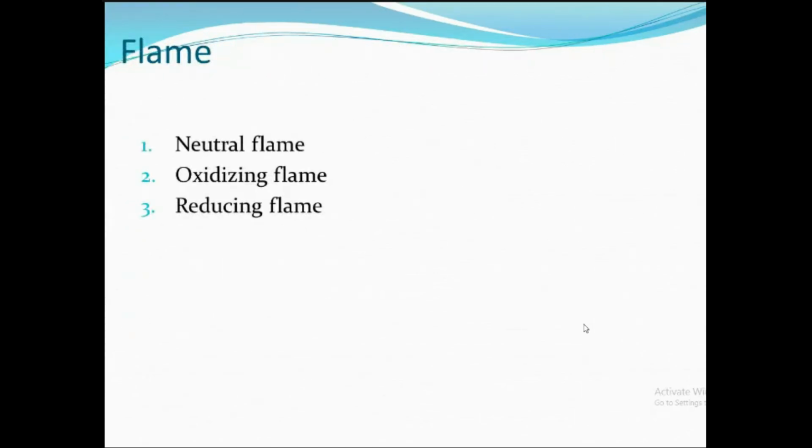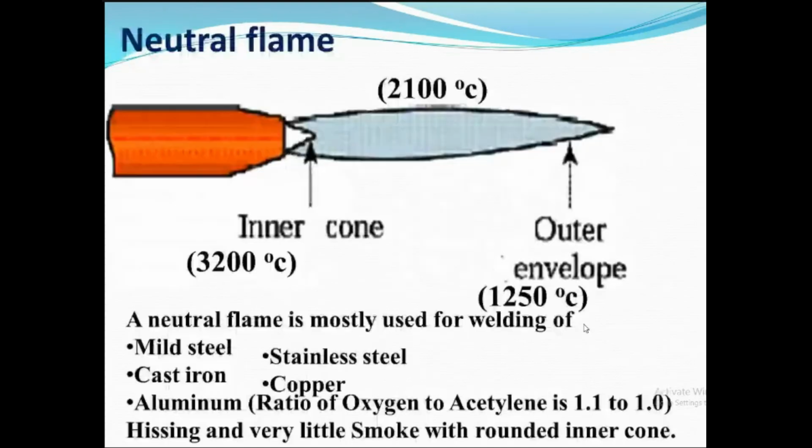Then flames. These are the three different types of flames: neutral flame, oxidizing flame, and reducing flame. These are the three types of flames we generally observe whenever we apply the lighter on the gas pipe. Now see the first figure, of the neutral flame.